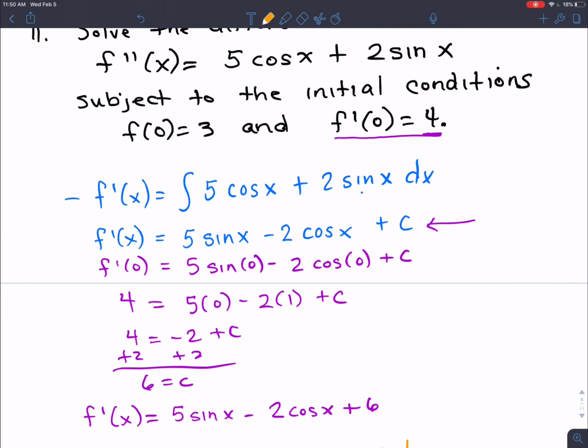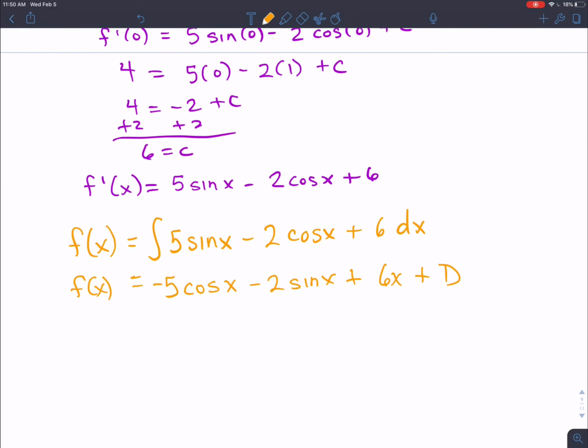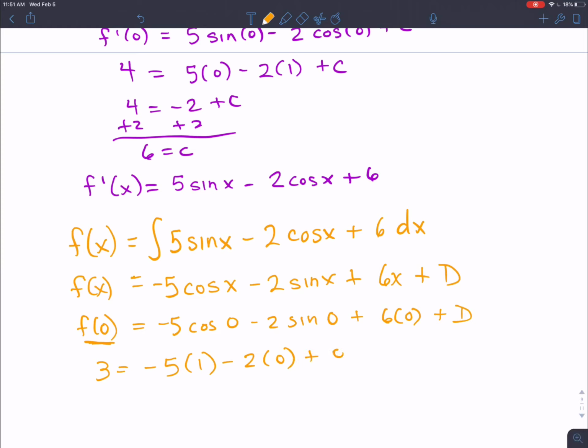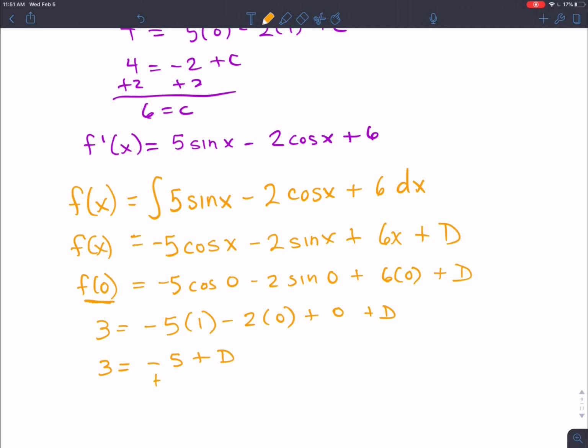We come back up and they give us information about the initial condition. So f of 0 equals 3. So f of 0, everywhere that there's an x, plug in 0 and evaluate. And then f of 0 they told us was 3. So 3 is equal to negative 5, find cosine of 0 is 1. Sine of 0 is 0. That's just 0. And that's d. So we'll have 3 is equal to negative 5 plus d. 8 is equal to d.